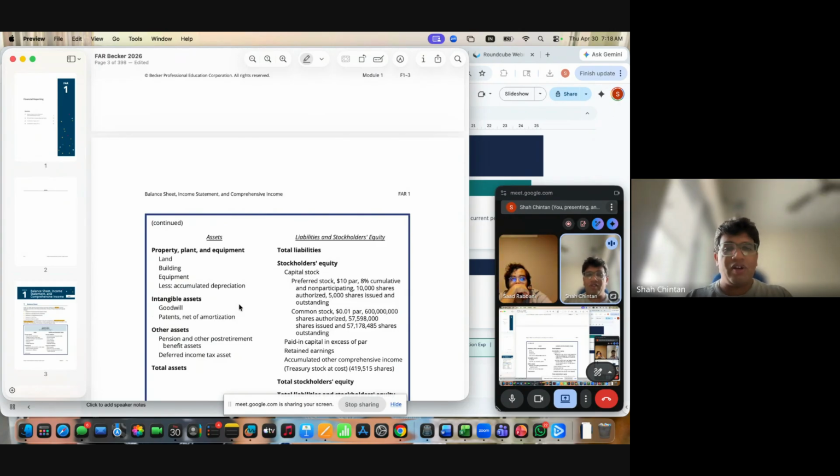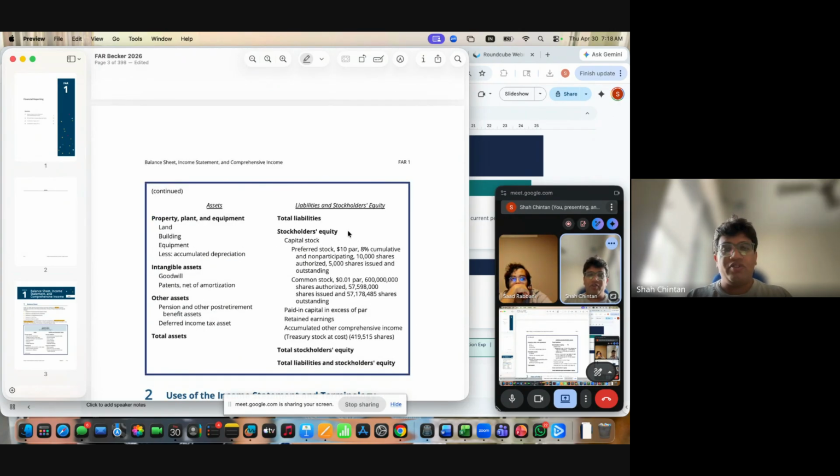On the right-hand side, you have stockholders' equity. You always start with preferred stock, then common stock, then APIC. If you issue the stock at a premium, you create the APIC. We will see in the following chapter how to account for stockholders' equity. Then you have retained earnings, and then OCI, and ultimately your assets have to match your liabilities plus capital.